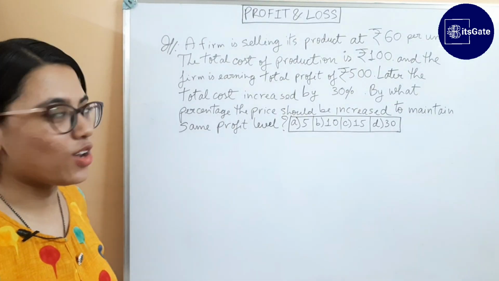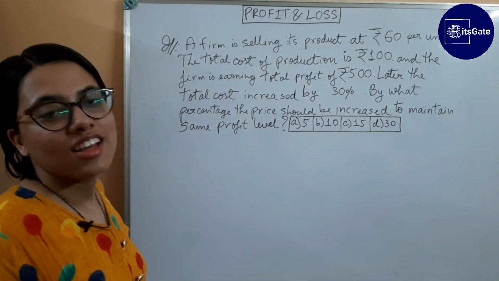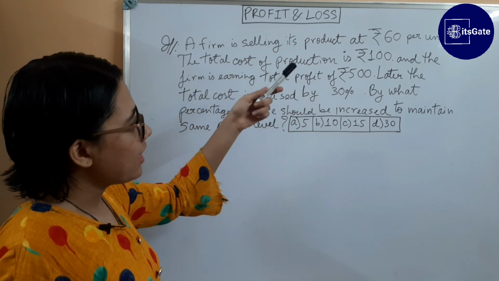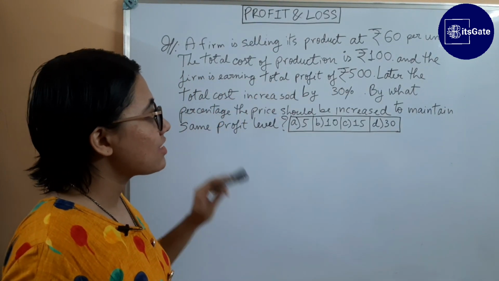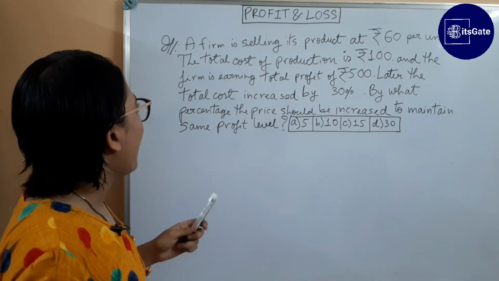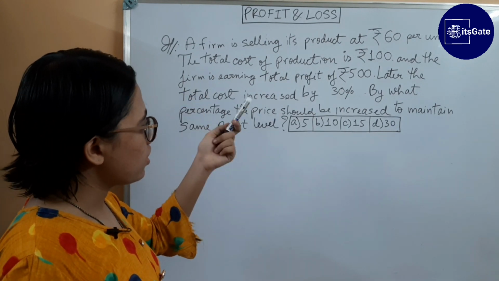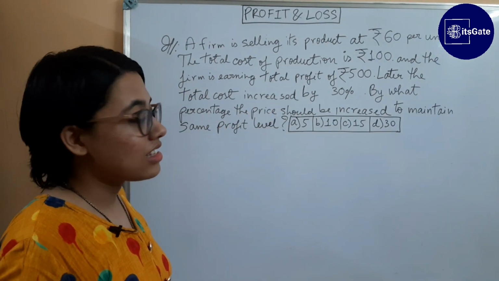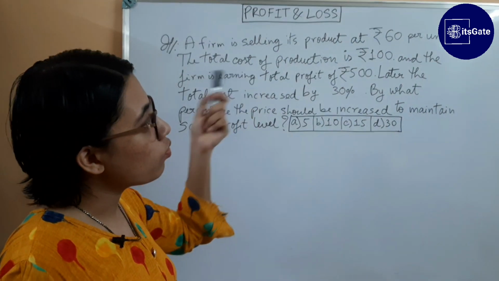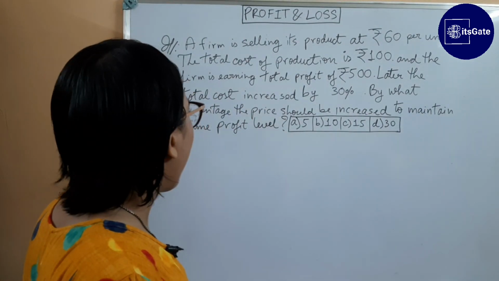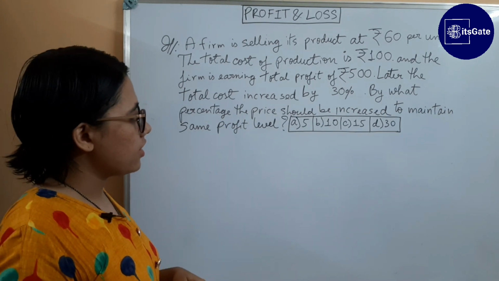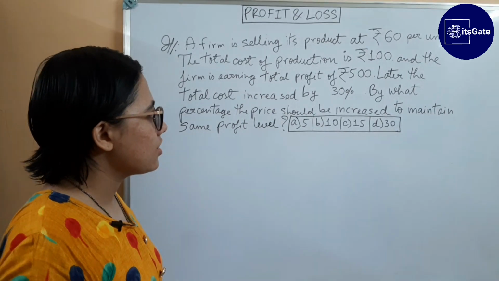So let's move to our next topic, profit and loss. So the question is, a firm is selling its product at rupees 60 per unit. Selling at rupees 60 means the selling price of the product is rupees 60. And the total cost of production is rupees 100. That is, the total cost of production of all the units is rupees 100, and the selling price of one product is rupees 60. And the firm is earning total profit of rupees 500 over all the units sold.